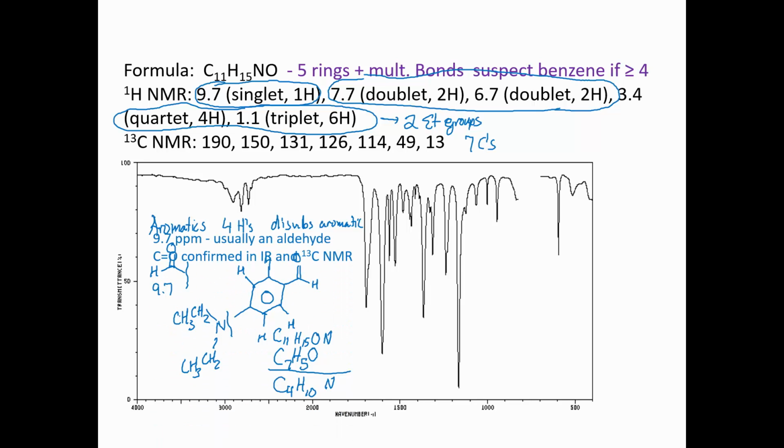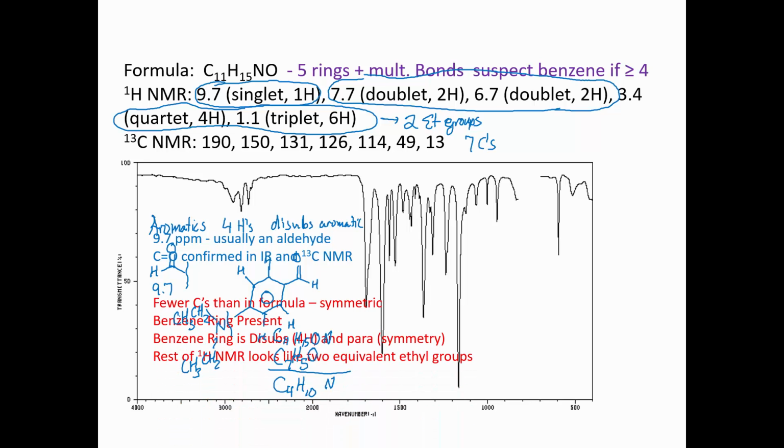All right, so there are 9.7 parts per million, an aldehyde. Fewer carbon signals, symmetrical, benzene ring present. Benzene ring disubstituted. The rest of the proton NMR looks like 2 equivalent ethyl groups. And this is our molecule. Okay? And this is the last of the spectroscopy chapter.